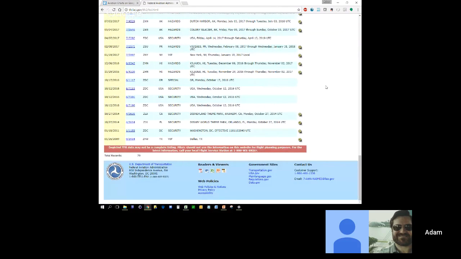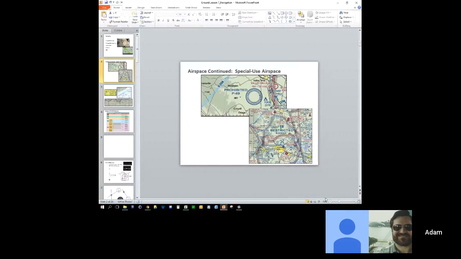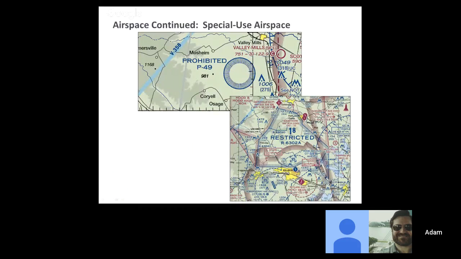So this is just a huge list of TFRs that are currently in existence. You can see theme parks get TFRs, etc. So if the prohibited airspace is going to be temporary in nature, they'll just establish a TFR. And the consequence for flying through a TFR is similar to the prohibited. It's unlawful. And maybe you guys have heard stories about pilots transitioning TFRs.